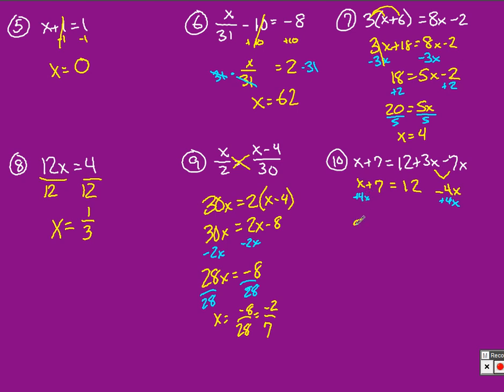So x plus 4x gives me 5x. I still have this plus 7. I have 12, and that guy canceled itself out. From here, I'll subtract 7 from both sides. Gives me 5x equals 12 minus 7 is 5. Divide both sides by 5, and you get x equal to 1.